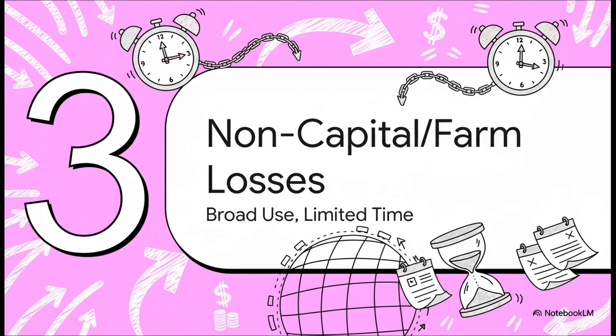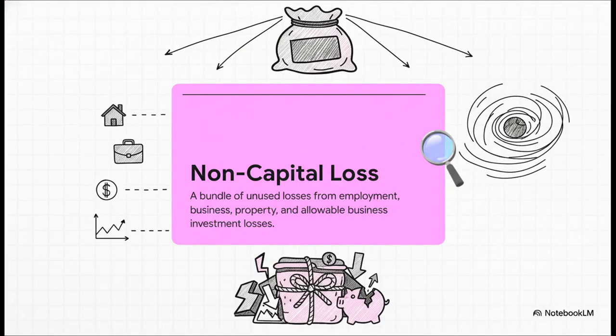Now for the other side of the coin, non-capital losses. These offer much more flexibility in how you use them, but they come with a deadline. You can think of this as the catch-all category, when you have losses from your business operations, rental property, or even a specific type of loss called an allowable business investment loss, or ABIL, and you can't use them all up in the current year. They get bundled together into what we call a non-capital loss.